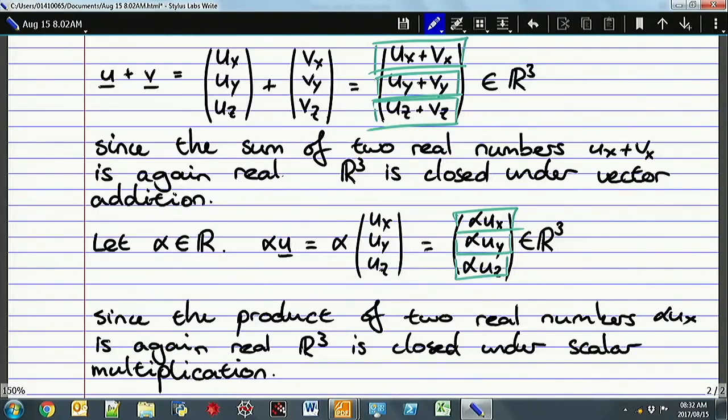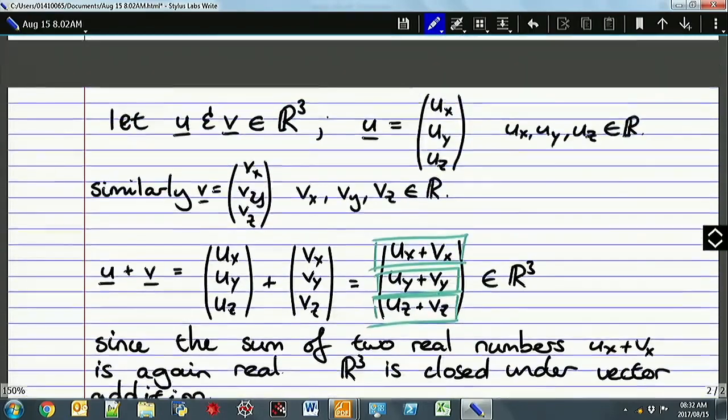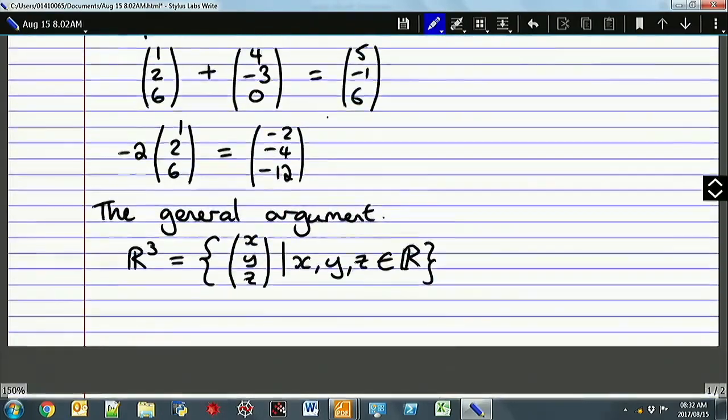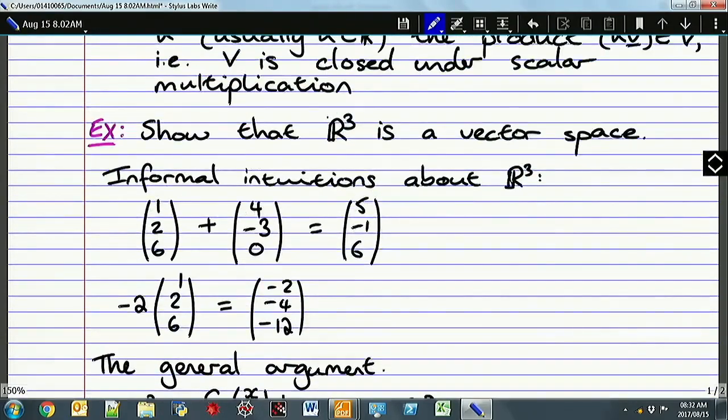Are there no finite values of vectors in a vector space? Do you mean... I'm not 100% sure what you mean. Clearly, the answer to that is yes. There are finite valued vectors in a vector space, like this 5, minus 1, 6. This is a vector with finite values in that vector space. Is that what you were asking?